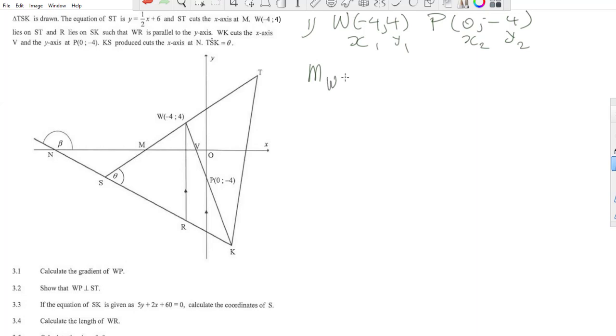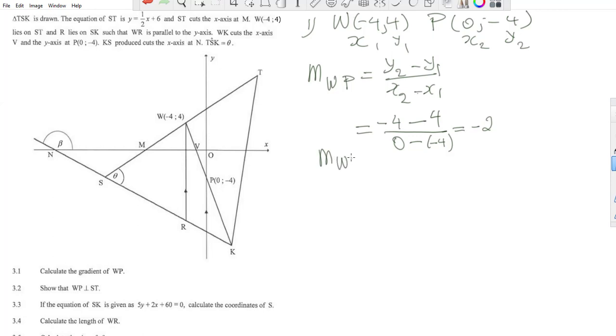So the gradient of WP will be y2 minus y1 over x2 minus x1. You write down the formula. After you write down the formula, at the time of substitution, y2 is minus 4, then minus of the formula, what is our y1? It's 4, over x2. What is x2? It's 0, then minus of the formula, and then x1 is minus 4. You put it into brackets. So therefore, the answer will be minus 2. So we get the gradient of WP is minus 2.